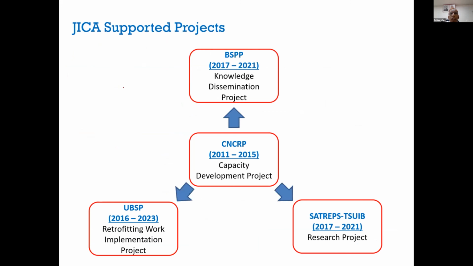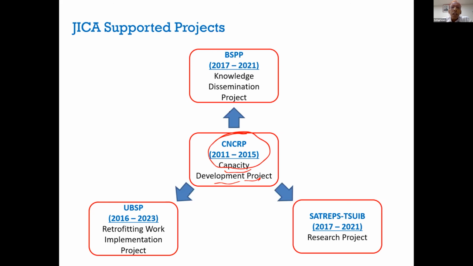Finally, I will speak about some JICA projects, so that participants who are not familiar with them will hear the project names. For their clear understanding, I will speak about those projects. This is the basic project, CNCRP. PWD started this project for capacity development and also preliminary preparation of the manuals.